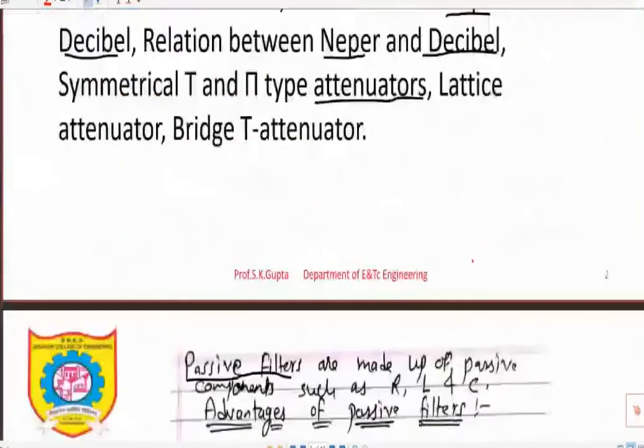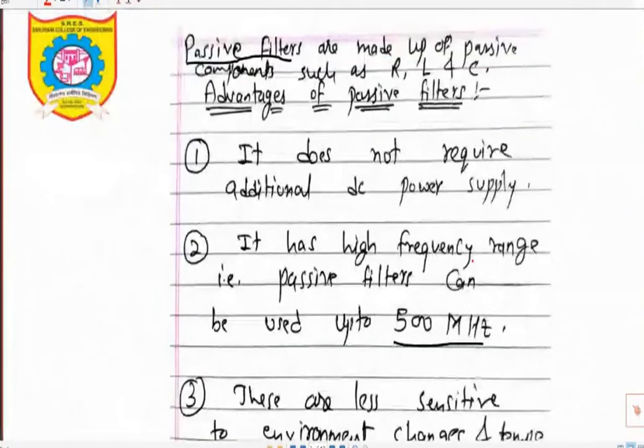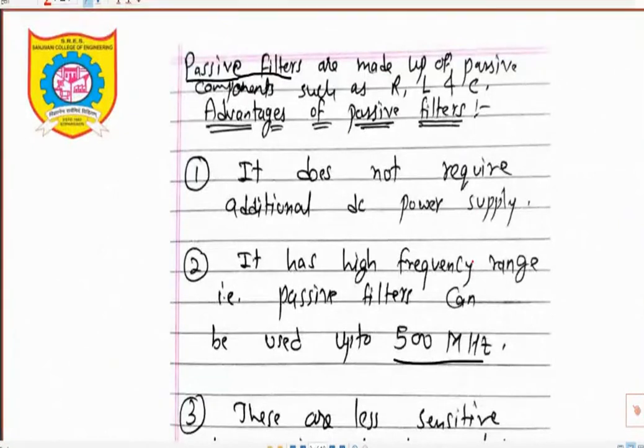So first point is the definition of filter. Filters are used to pass desired frequency and block unwanted frequency. Then second point, types of filters, classification.